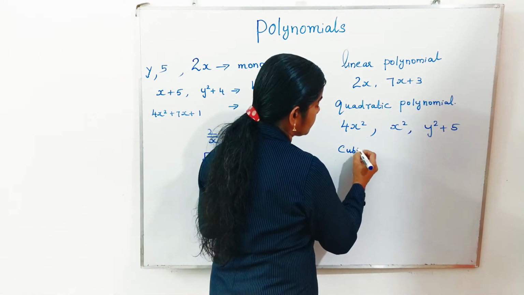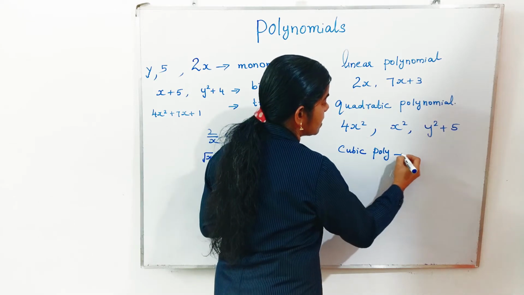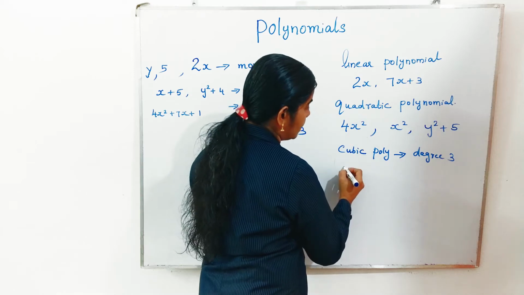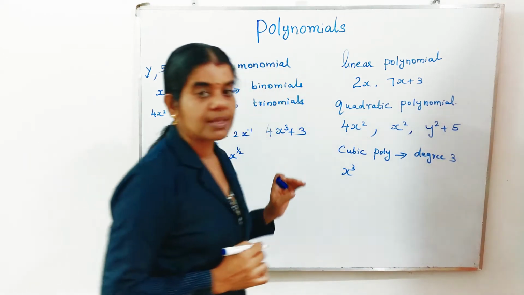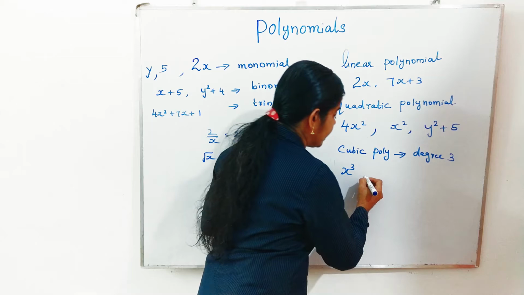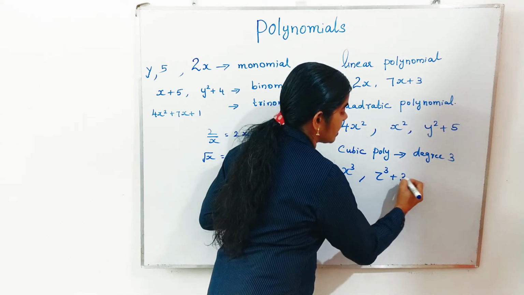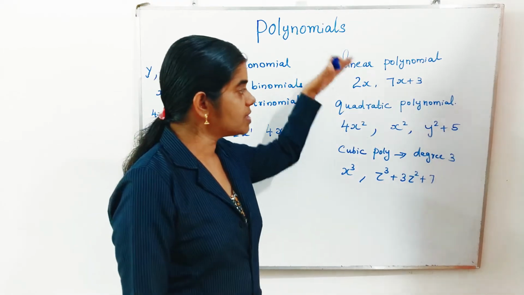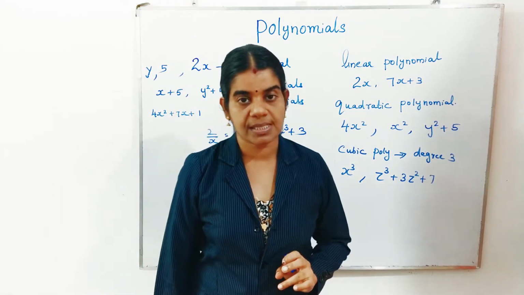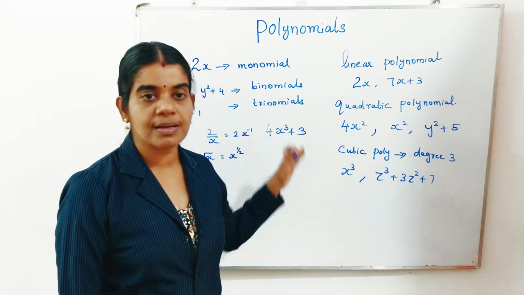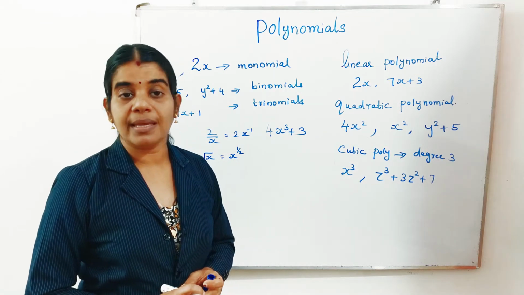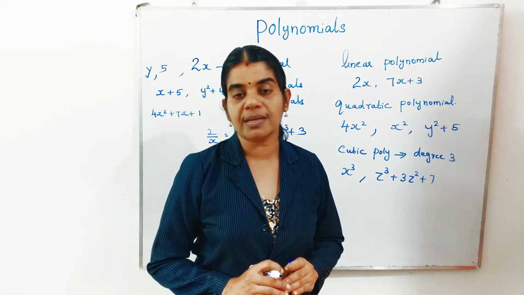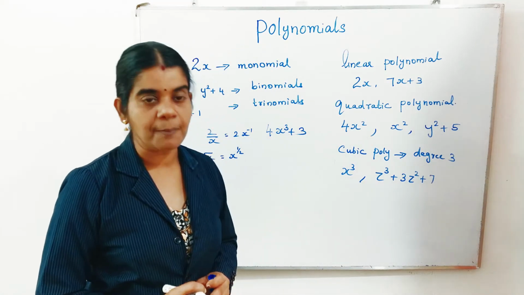Cubic polynomial means the highest degree is equal to 3. For example, if you simply write x cube, that is also a cubic polynomial. Then z cube plus 3z square plus 7 is also a cubic polynomial. These are all based on the degrees. Based on the highest power of the variable, we classify linear, quadratic and cubic. If the highest power is 4, that is known as a biquadratic polynomial.